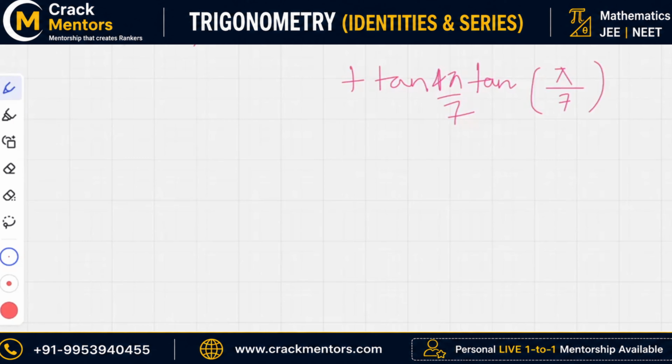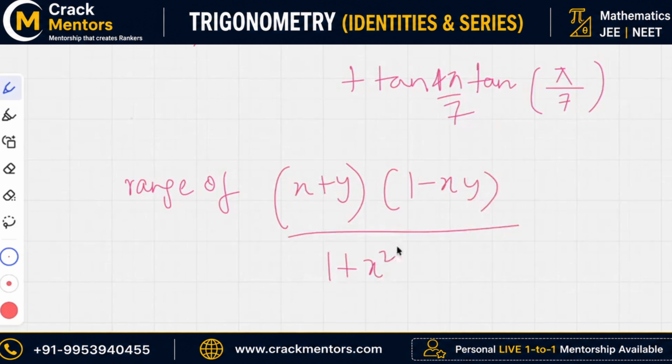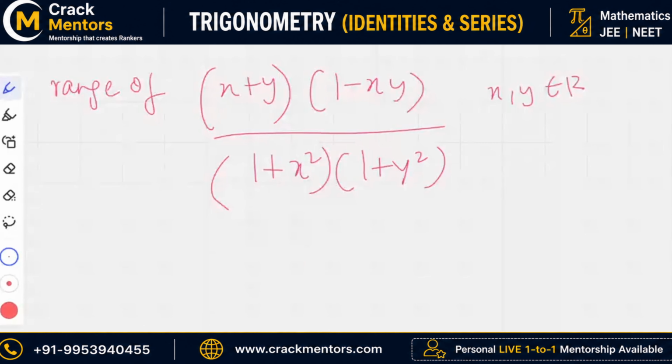I think one last question I want to do of this topic. Range of (x plus y) upon (1 minus xy), (1 plus x square), (1 plus y square), x comma y belongs to R. So when we look at something like a plus b upon 1 plus a square, or let's say 1 minus xy upon 1 plus y square, we try to think about letting x as tan alpha, let's say y is tan beta.